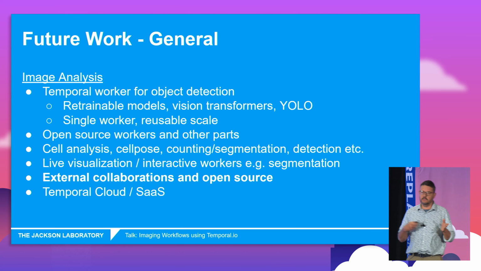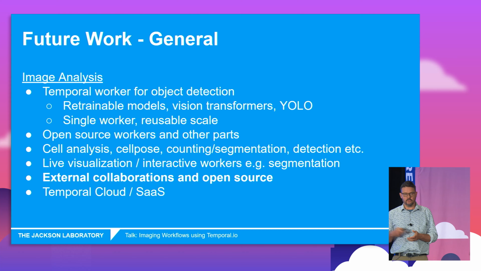So, future work in image analysis: we would like to do much more object detection. We've got more projects planned, and want to almost make it into a production line, making lots of different object detection models working with different labs at Jackson Lab. And we'd like to use vision transformers. We haven't actually deployed those to a worker yet, but we've got some prototype code. We'd like to do more in the open source area.